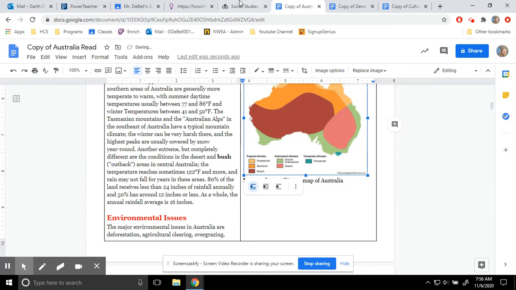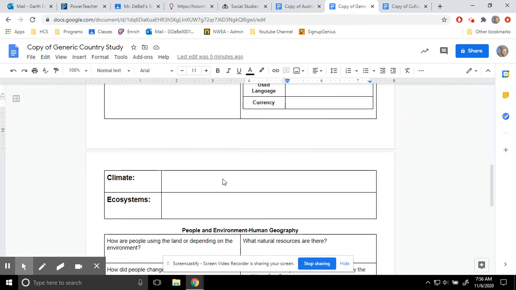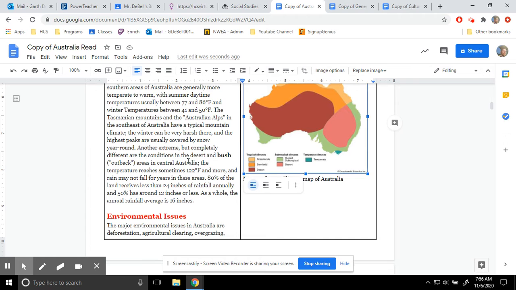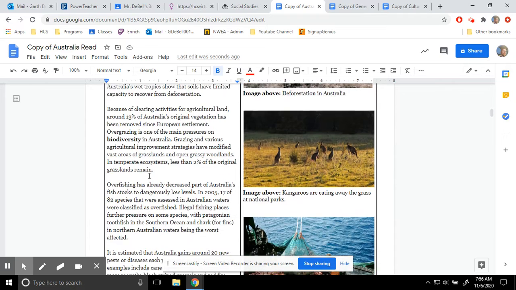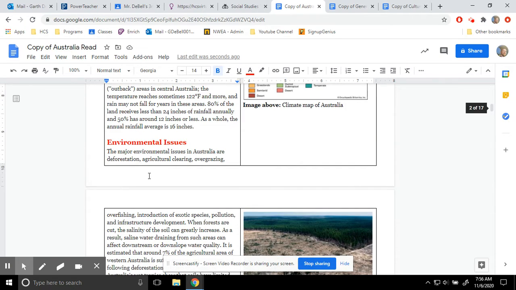All right. So the next thing is ecosystems. All right. So that is going to be here. Like you're going to take the environmental issues and talk about how that's going to affect the ecosystem. So you have to make some connections here. So let's look at this.